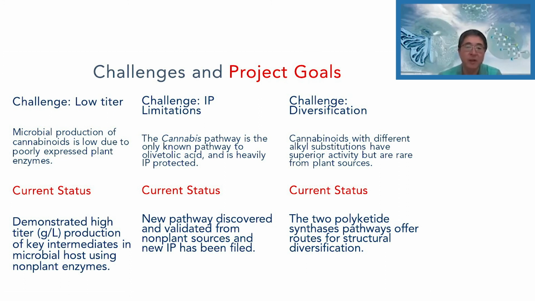We have identified a completely new pathway and have filed for new IP from UCLA. And in terms of diversification, we think that this two-polyketide system in these new fungal pathways offers unique routes for structure diversification.